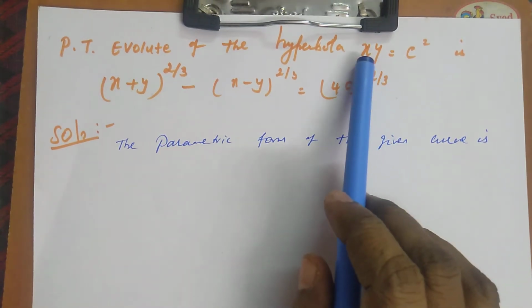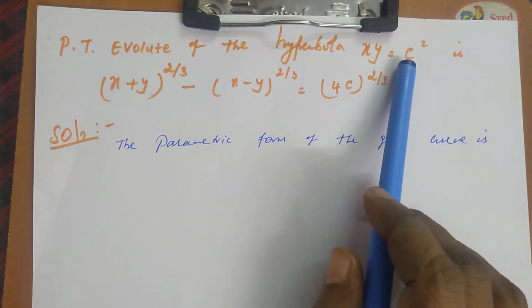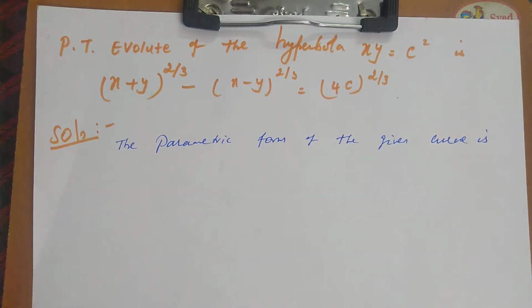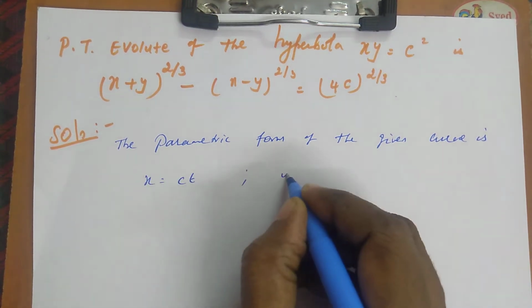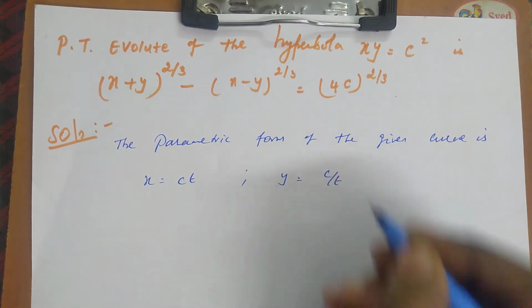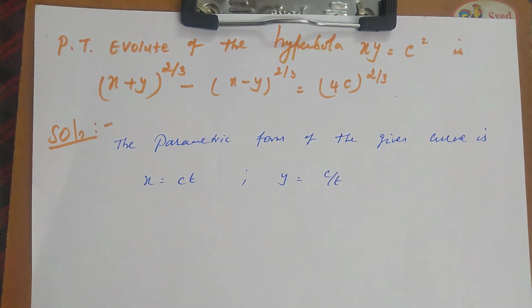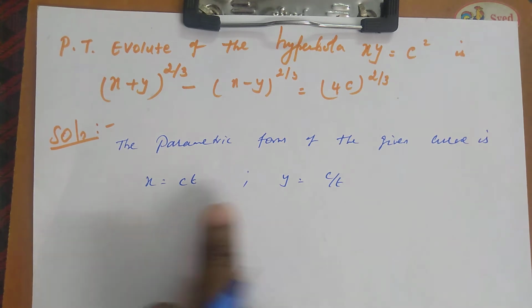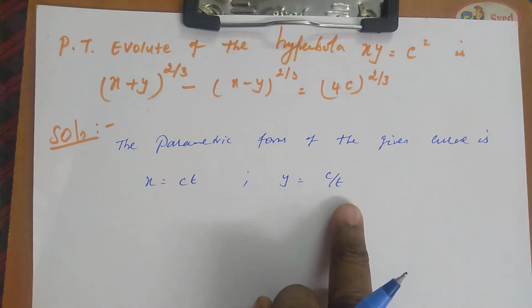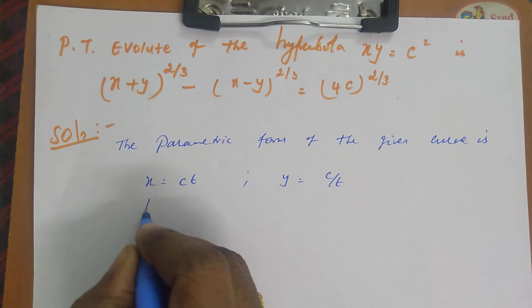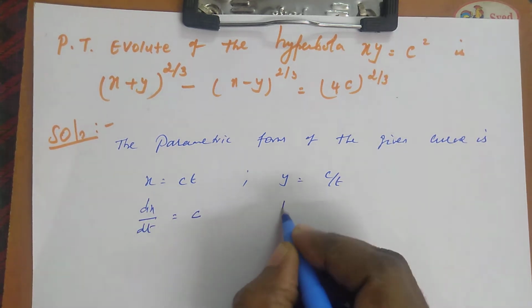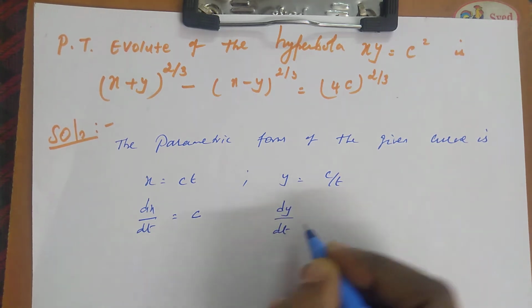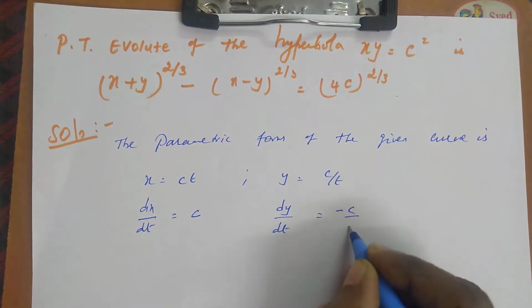So now here, the hyperbola's parametric form we have to write first. The parametric form of the hyperbola xy equal to c square is x equal to ct and y equal to c by t. So the parameter is t, and we can find dx by dt equal to c and dy by dt equal to minus c by t square.